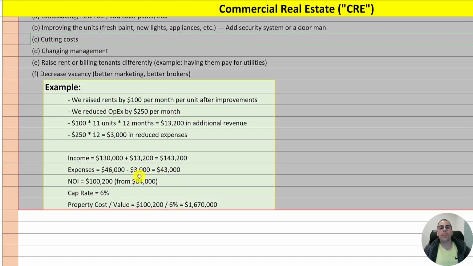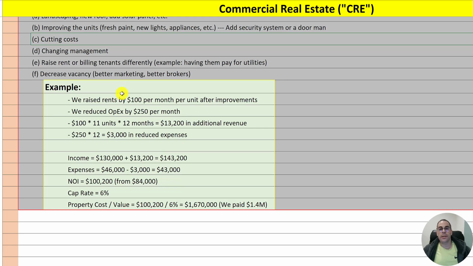Now, if we want to sell the property at a 6% cap rate, we can just do the math. $100,200 over 6%, almost $1.7 million. And we paid $1.4 million for the property. We paid $84,000 over 6%. That's a $270,000 profit. If it only cost us $100,000 for these improvements, we made a $170,000 profit.